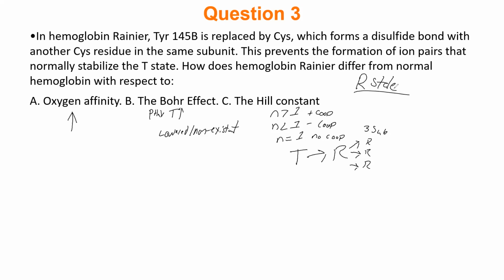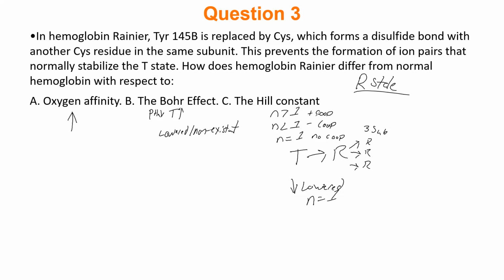Well, if I'm always in the R state, I don't have a transition. There's nothing to transition to. I'm just in one form. Therefore, the Hill constant is lower compared to normal hemoglobin for Rainier, because N would be 1. Cooperativity only happens in hemoglobin because it has these two states, T and R, and the ability to communicate to the other subunits what state you're in and influence them through that transition.